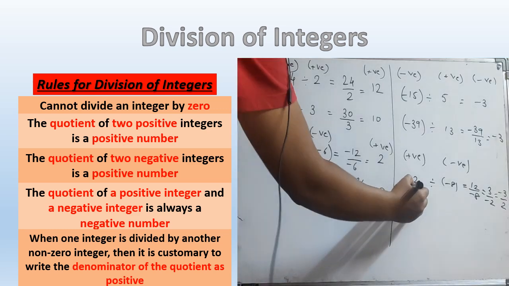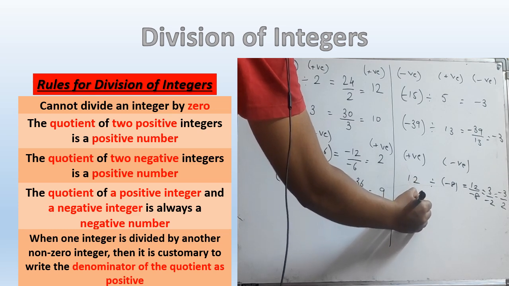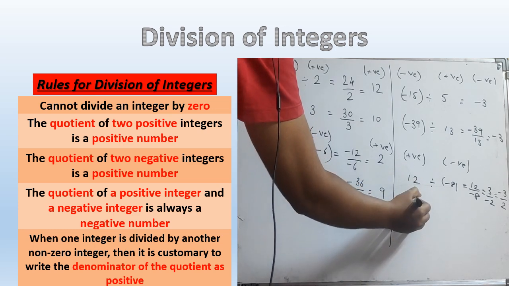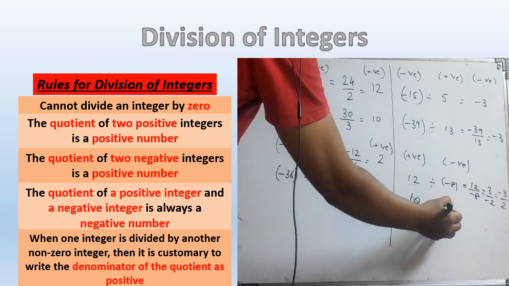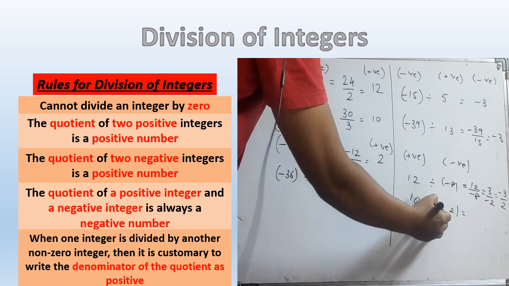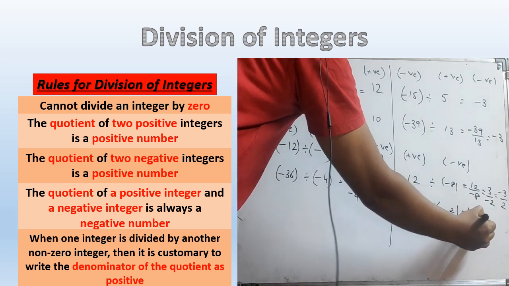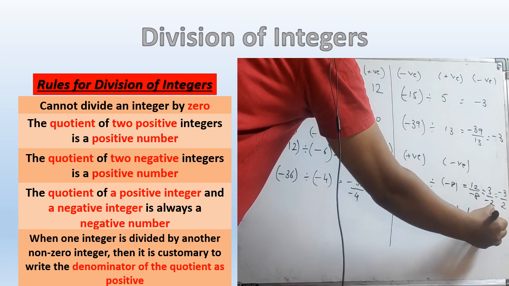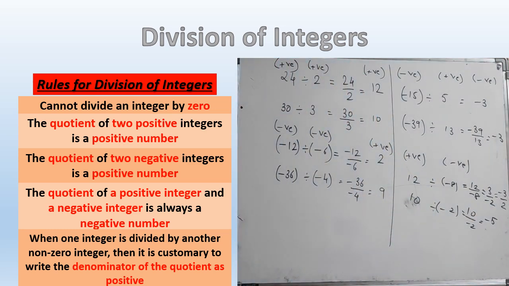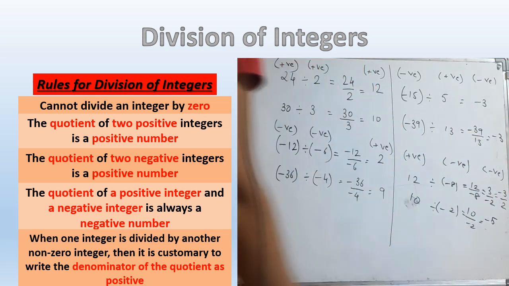One more example. Say I have 10 divided by minus 2. The answer is minus 5. Understood? So here we get the quotient as negative.